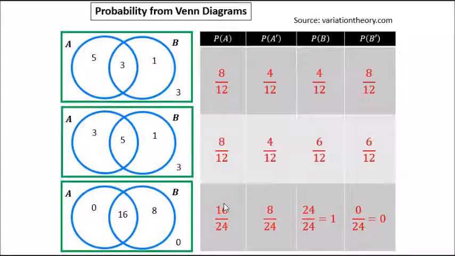Which, when you think about it, makes sense, because that means it's certain if you're going to pick one of them, then it's going to be inside B, and it's impossible for it to be outside of B. However, it might be inside A or not inside A, so it's not certain or impossible for each of these.